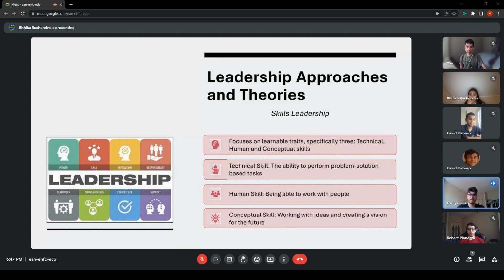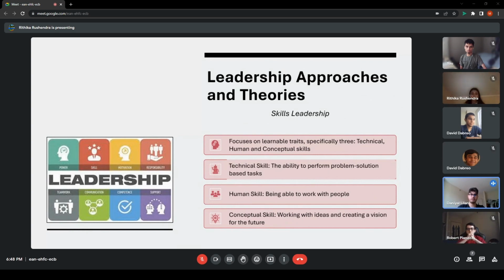Creating collaborative and trusting work environments is an essential human skill for leaders in this leadership style. Lastly, it focuses on conceptual skills, which is working with ideas and creating a vision for the future. It is especially important when shaping policies or tackling complex issues which bring the company's values to the forefront.